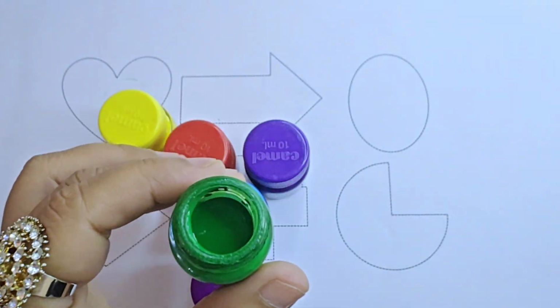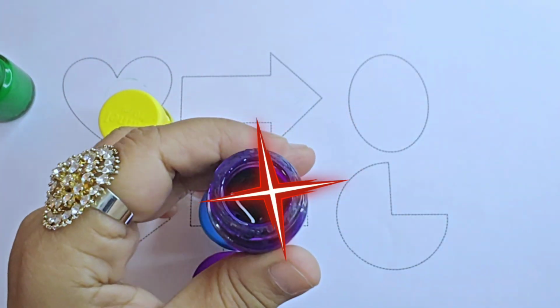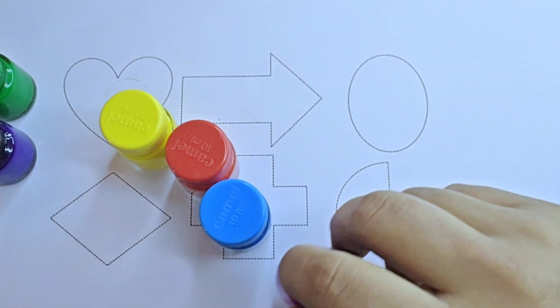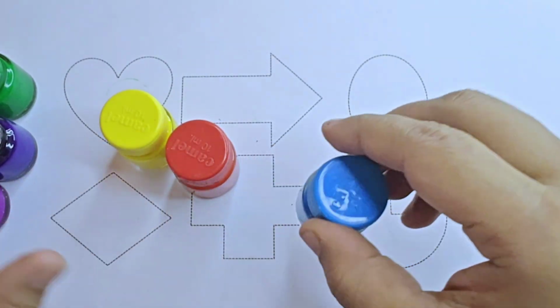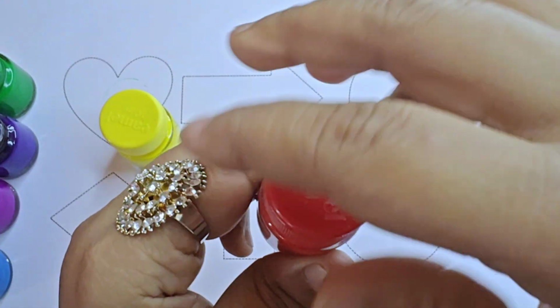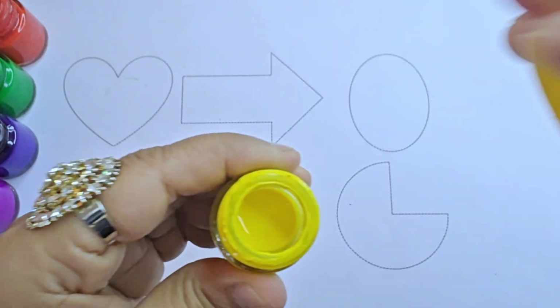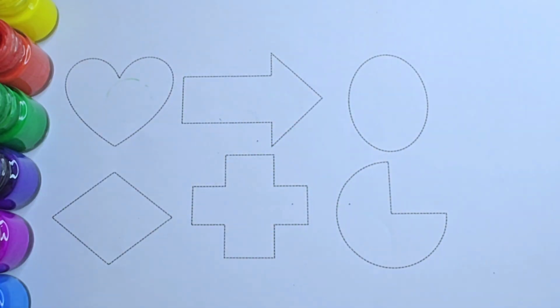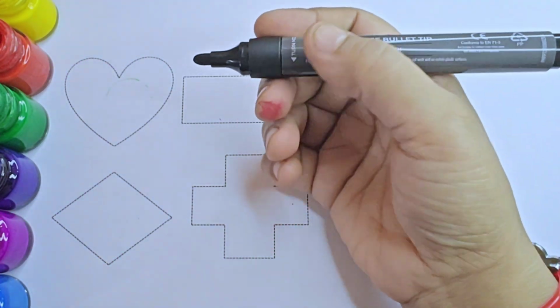It is green color. It is violet color. It is purple color. It is blue color. It is red color. It is yellow color. Let us draw these shapes. This is black color.